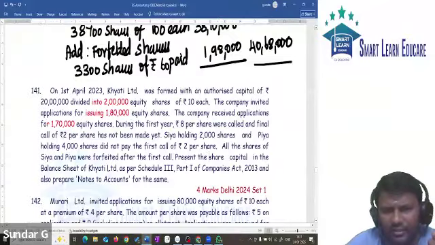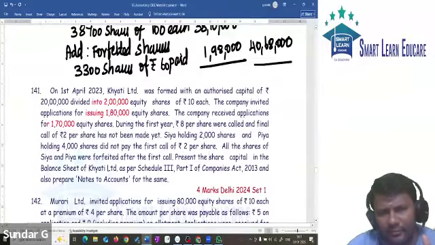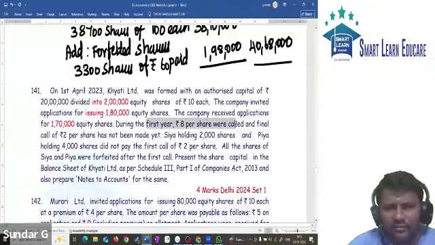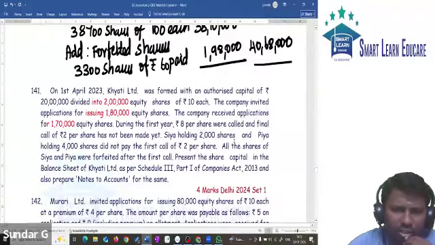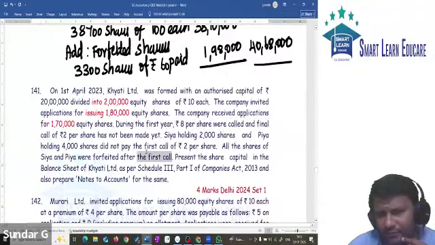Only 8 rupees is called up. In the last sum it was not like that: shares were fully called up and some part was fully paid. Now only 8 is called up. One person is holding 2,000 shares, another person 2,000 shares, S is holding 2,000 shares and P is holding 4,000 shares, who did not pay the first call of 2 per share. All the shares were forfeited.